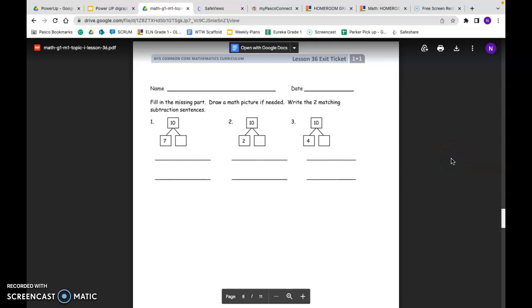Hi friends, this is your lesson 36 exit ticket. So we've talked a lot about subtraction sentences, okay? And we know that a number bond can be used to help you write a number sentence. So you're going to look at these three number bonds.